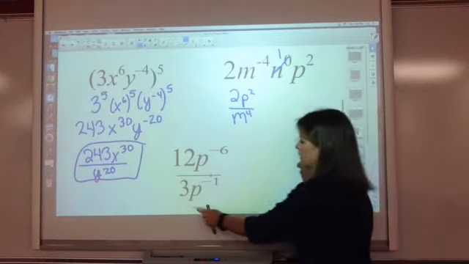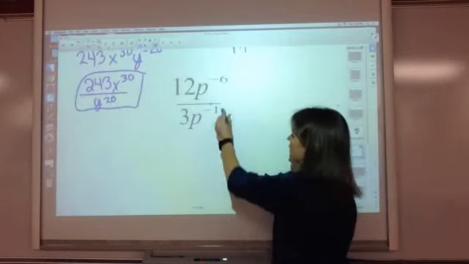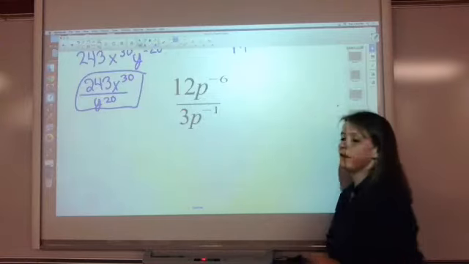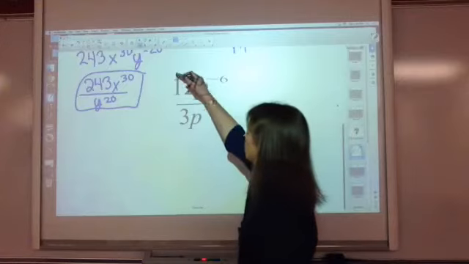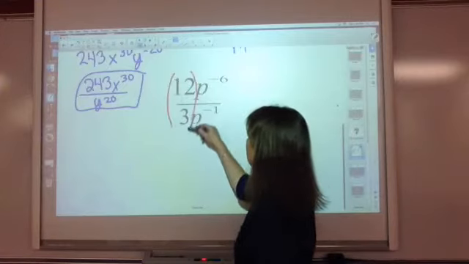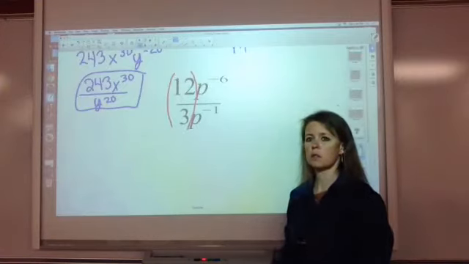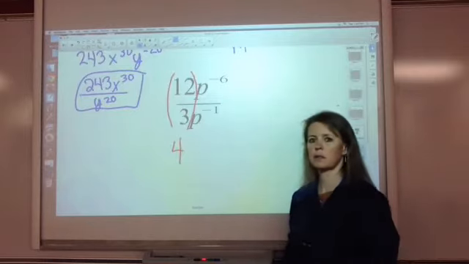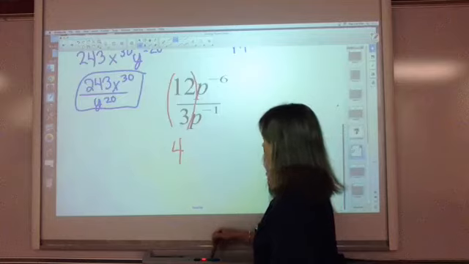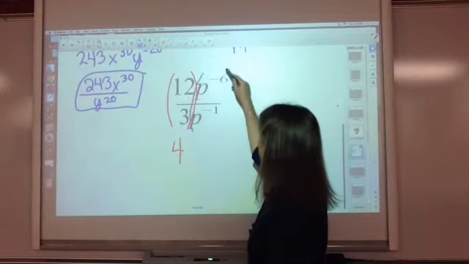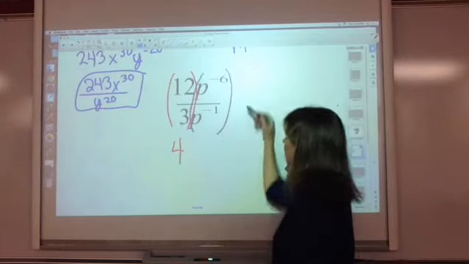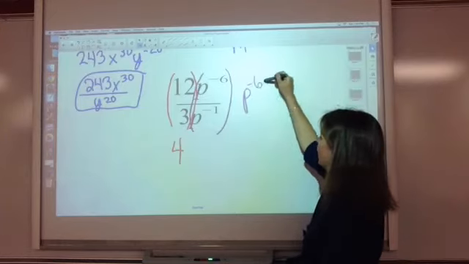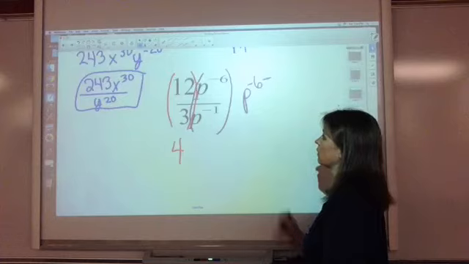Last one of these, you have 12p to the negative 6th over 3p to the negative 1. We have to do the rule of exponents first. Associative property. I'm going to associate the 12 and the 3 together. Those are integers. 12 divided by 3 is 4. Do that first. Then I'm going to associate the p to the negative 6 and p to the negative 1. Reminder, when dividing, you subtract exponents.